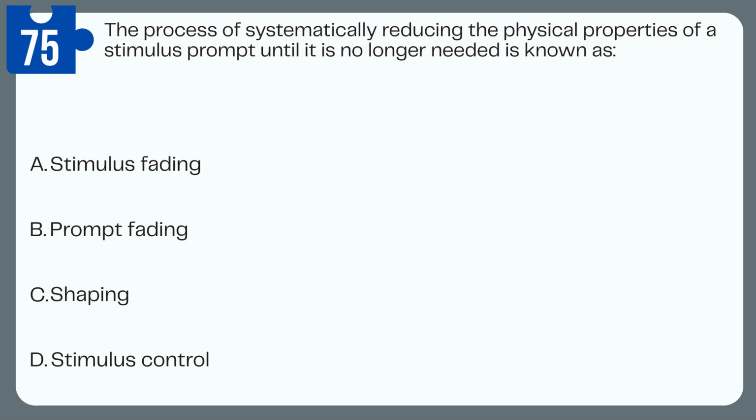Question 75. The process of systematically reducing the physical properties of a stimulus prompt until it is no longer needed is known as A. Stimulus fading. B. Prompt fading. C. Shaping. D. Stimulus control.